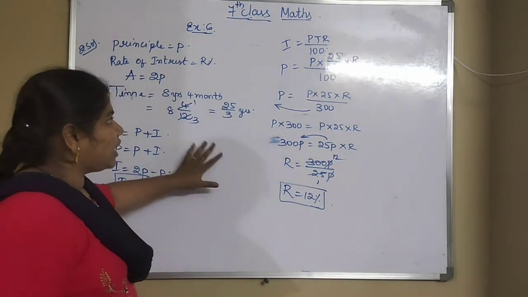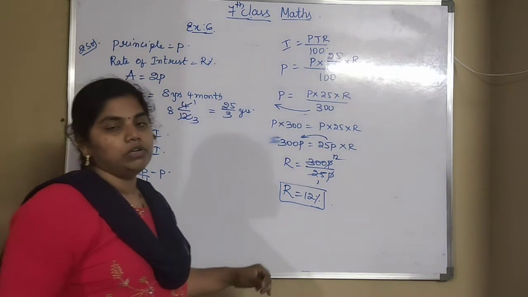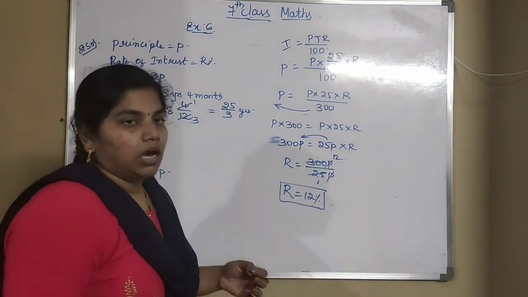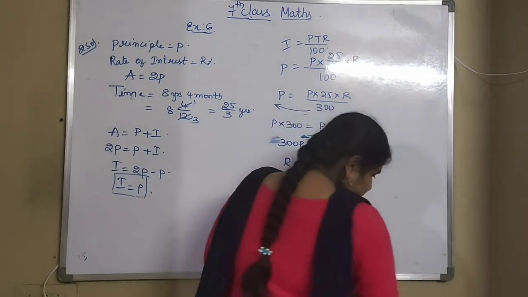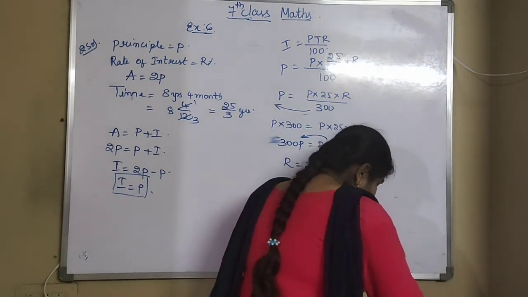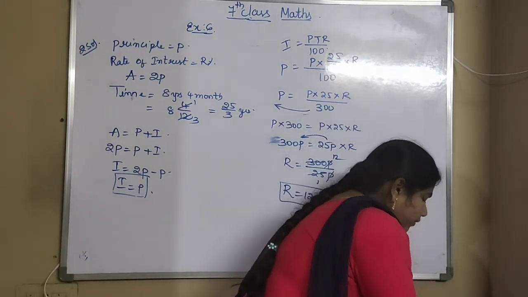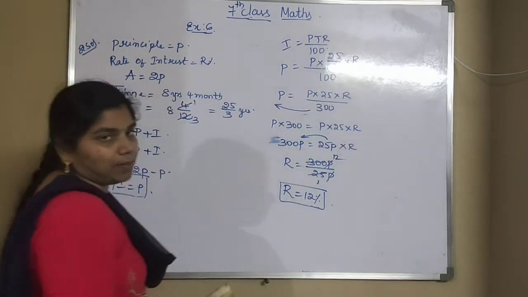So with this, our chapter is completed. We will do 2 or 3 example problems now. Which example problem am I doing? It is the 21st example I am doing.